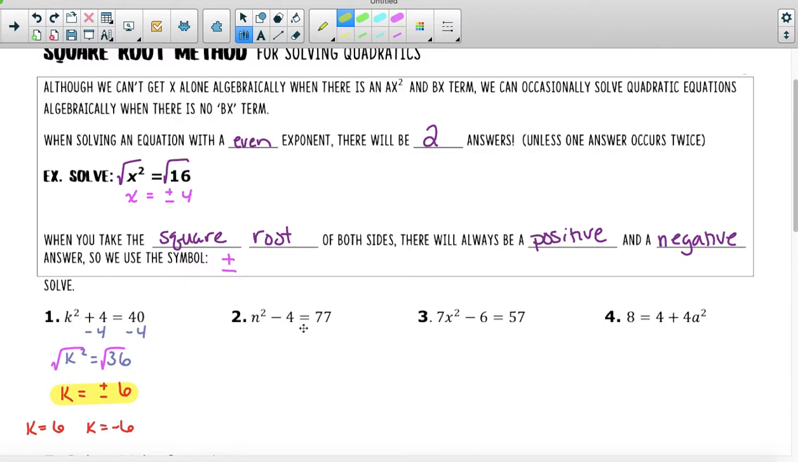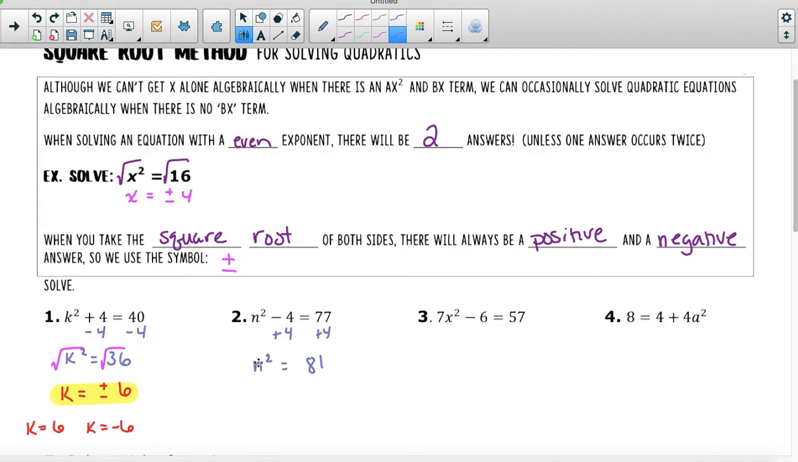So let's look at this next problem. Again, we have a quadratic, and there's an n squared. If we look at the entire problem, there is no other n in the entire thing. So that means we can get the single letter n all by itself. So using SADMAP, we're going to add and subtract. So we're going to add the 4 to the other side, and we'll have n squared equals a positive 81.